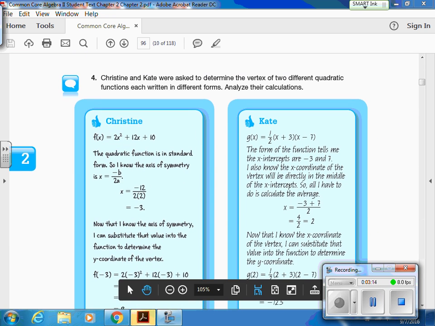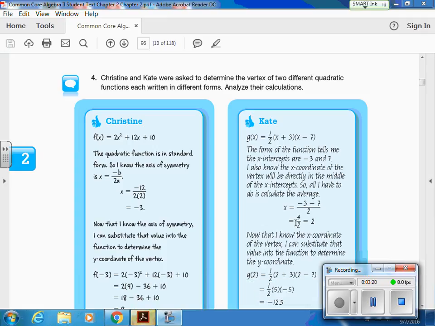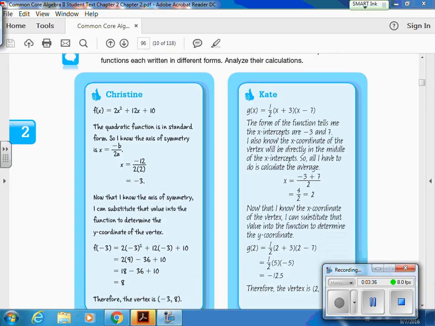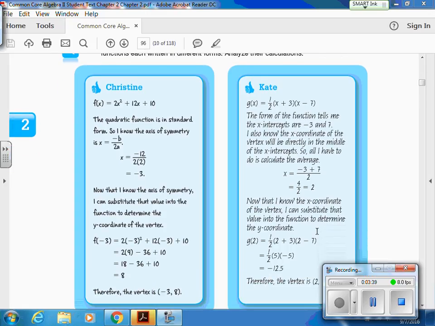Alright, a little background. So Christine and Kate are about to, like, fight, okay? Because they were asked to determine the vertex of two different quadratic functions, each written in different forms, and so these are their calculations, okay? Now, see, they both got a thumbs up, so that means they're both right.